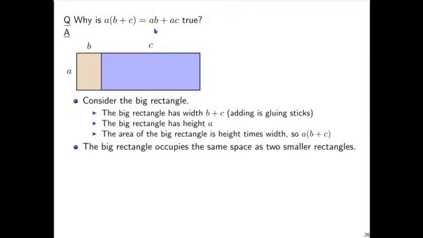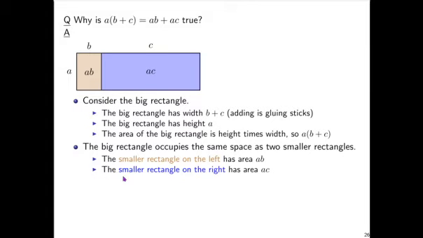However, this big rectangle shown in yellow occupies the same space as two smaller rectangles, the tan rectangle and the blue rectangle. The smaller rectangle to the left has area A times B because this rectangle has a height of A and a width of B. The smaller rectangle on the right has area A times C. Look, the height is A, this same height A applies over here, and the width of this rectangle is C.